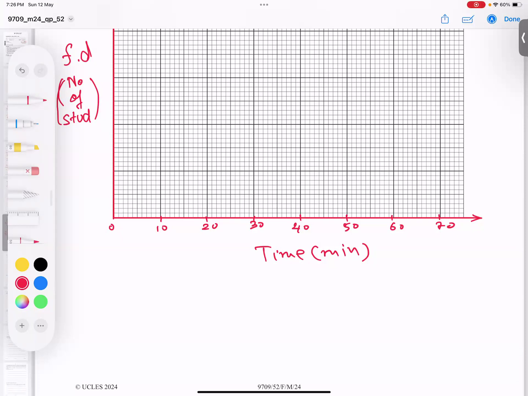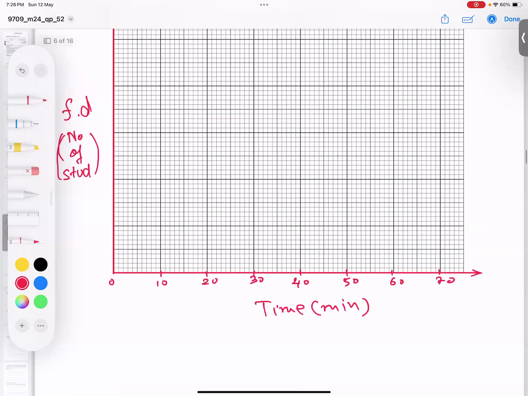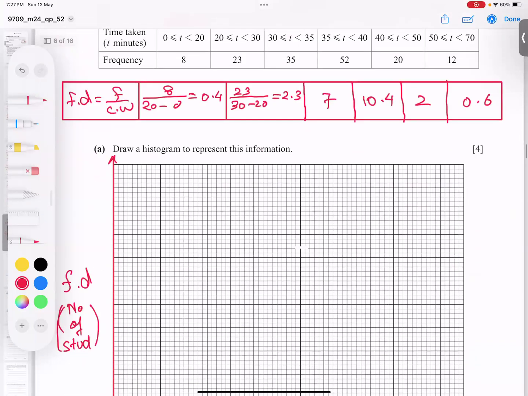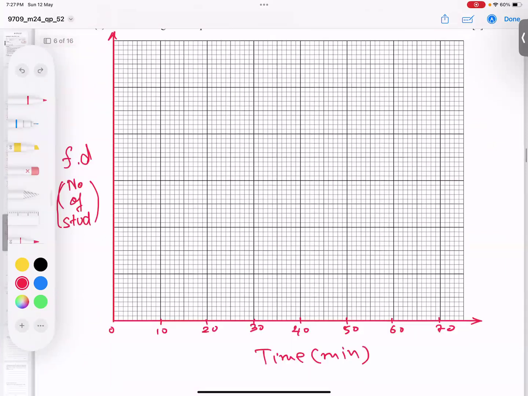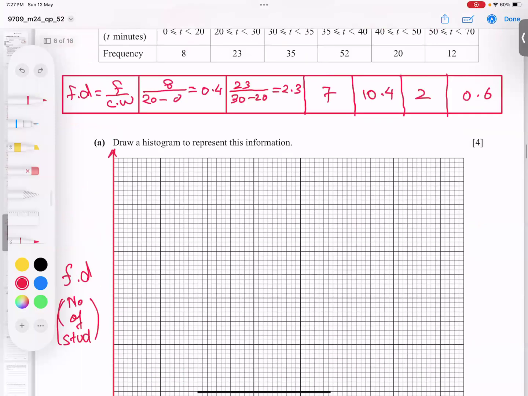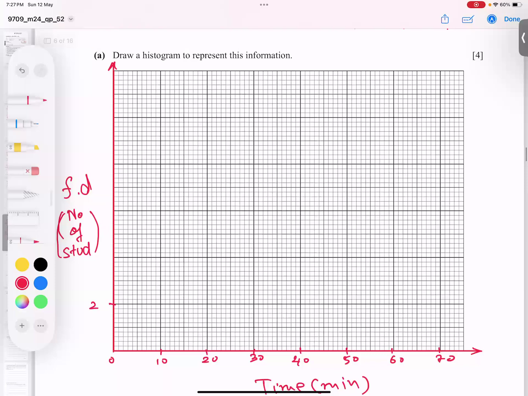So what is the way here, students, how can we do the frequency density scale? The highest value is coming here, I think 7. No, sorry, we have 10.4. So let's check: 1, 2, 3, 4, 5, 6, 7, 8, 9, 10. It's coming in range. So let me write it here, to save time: 2, 4, 6, 8, 10.